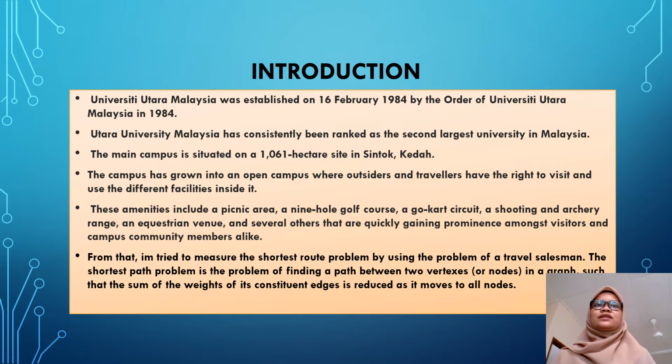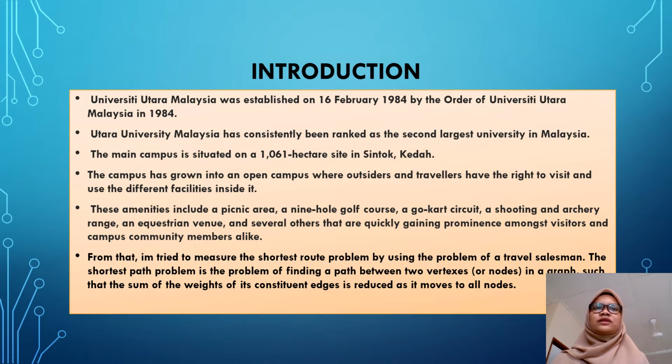The campus has grown into an open campus where outsiders and travellers have the right to visit and use the different facilities inside it. The amenities include a picnic area, a 9-hole golf course, a go-kart circuit, a shooting and archery range, a quartet venue, and several others that are quickly gaining prominence among visitors and campus community members alike.